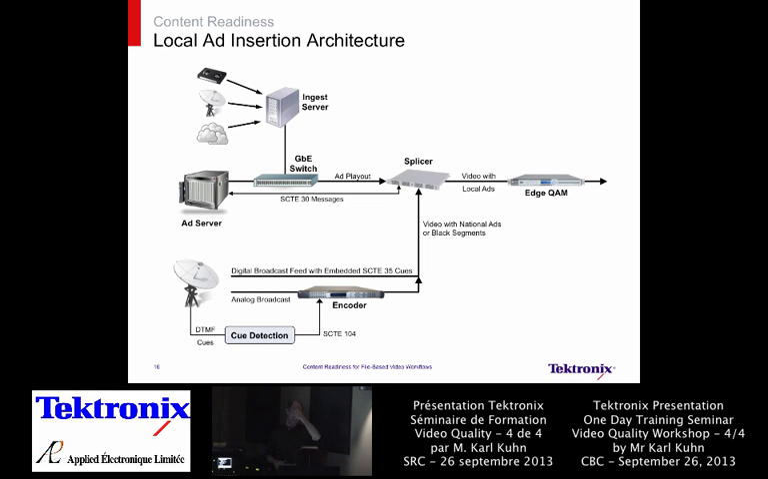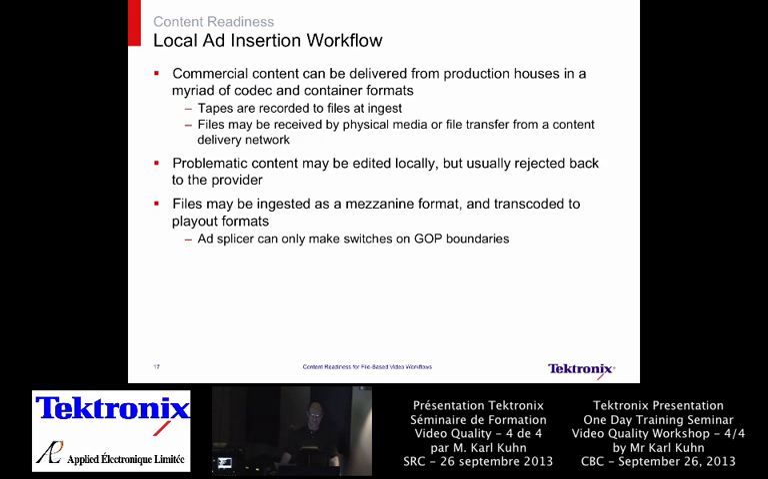Local ad insertion, once again, you have your splicing. That's where the action happens, and hopefully it's happening correctly. If it does, it goes out to the edge to the subscribers, and they have the content. The workflow, good old days, you have tapes. Now we're dealing with files. The problem is local insertion quite often means local production. Does that meet the standards of the network? Don't know. But it's your brand that could be impacted by someone's less than quality that you don't want to deal with. So you reject it back to the provider.